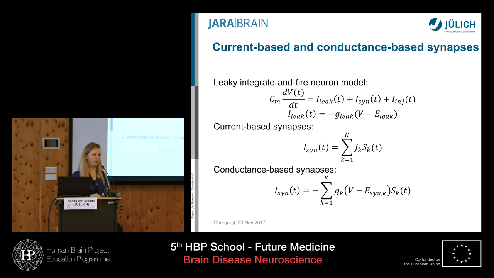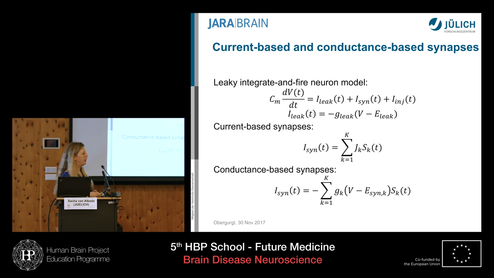Besides the neuron model, you also need to choose a particular model for the synapses. And a basic distinction there is between current-based and conductance-based synapses. So if we have this leaky integrate-and-fire neuron model, the equation is like this. So this is the membrane potential, this is the membrane capacitance, and then you have a leak current, the synaptic current, and possibly also an injected current or some external drive. And the leak current is given by this. So this is the leak conductance and the leak reversal potential. In this case, it's also the resting membrane potential.